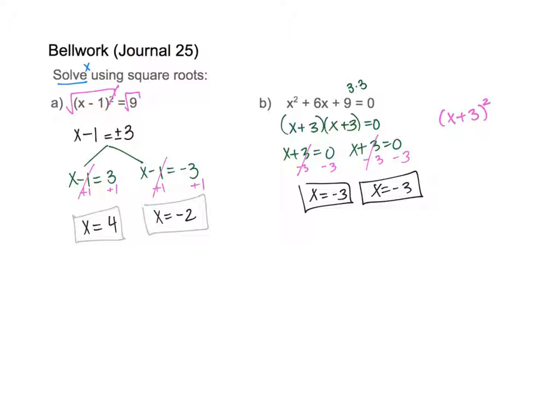All right, so let's talk about today on different types of problems where they're not factorable.